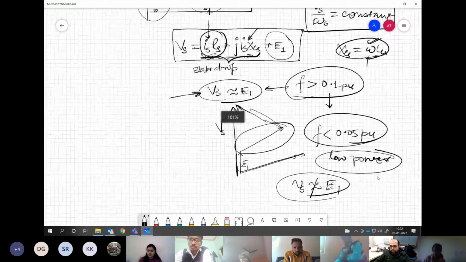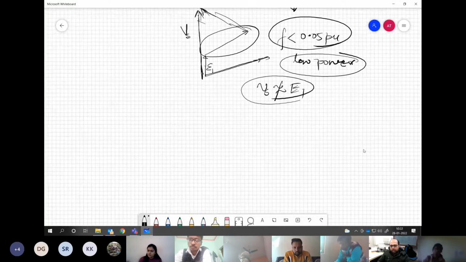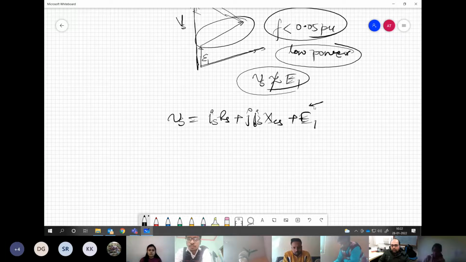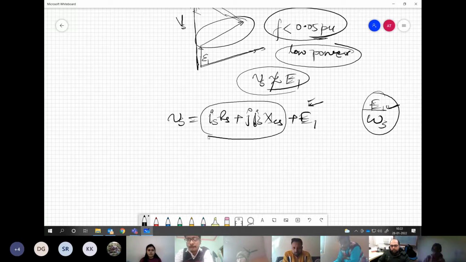Now, if this is not true, then what to do? So we need to compensate for this additional resistance drop. So if we are able to compensate, let us say this Is Rs plus j Is XLs plus E1. E1 is the quantity which we are trying to maintain fixed with respect to omega s, the ratio of E1 and omega s we are trying to maintain fixed. But when we are going below this kind of frequency, this becomes dominant. So we need to compensate this value on the supply side so that this E1 by omega s ratio is maintained even for low value of frequency.